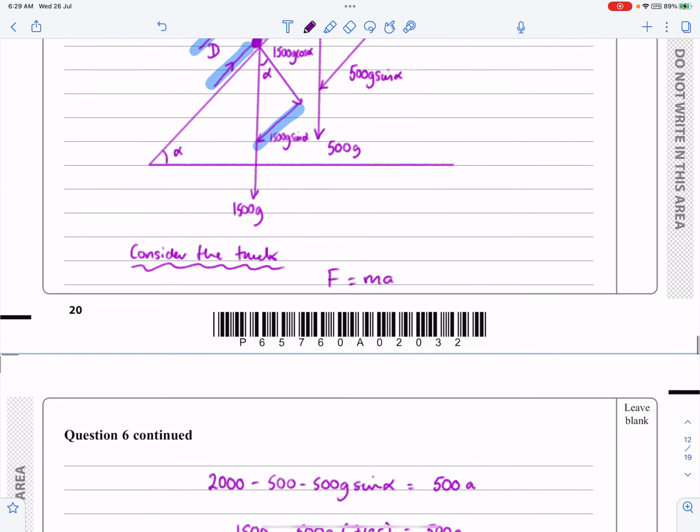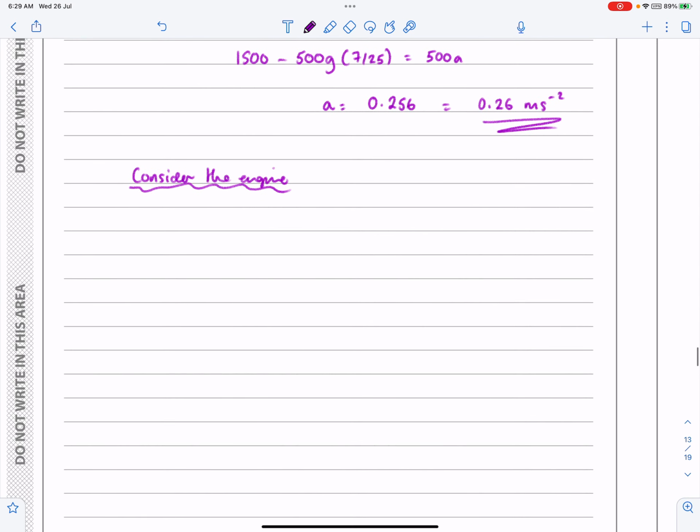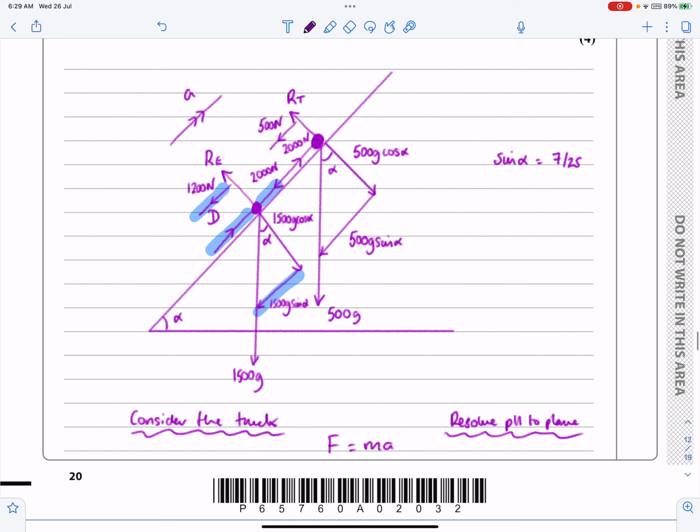And I'll tell you what I didn't put in here, which I should have done. I should have said resolve parallel to the plane. You'll see that on all my other videos. I'll do it here. Consider the engine, resolve parallel to the plane. F equals ma. So yeah, we've just got those forces. So we know it's accelerating up the plane. So D is going to be bigger than the 2000, the 1200 and the 1500g sine alpha.